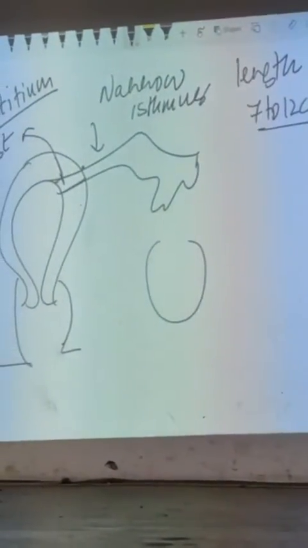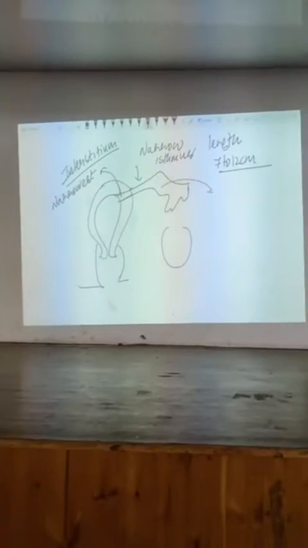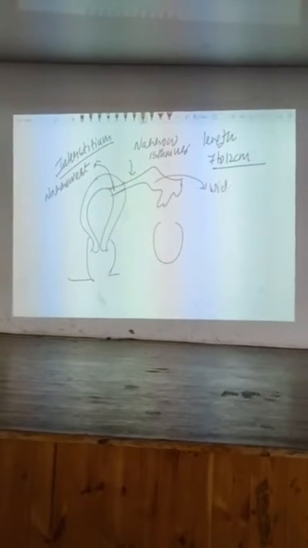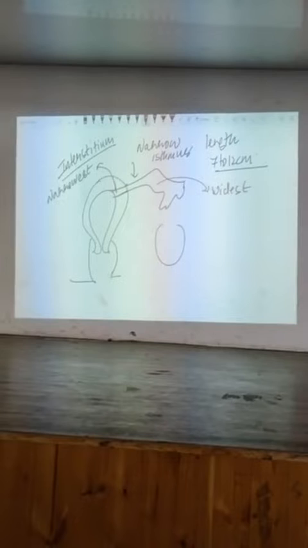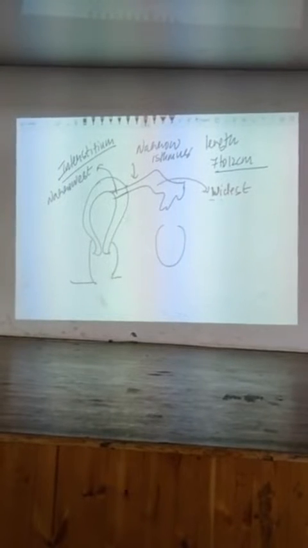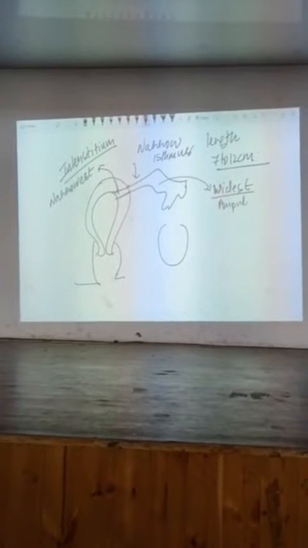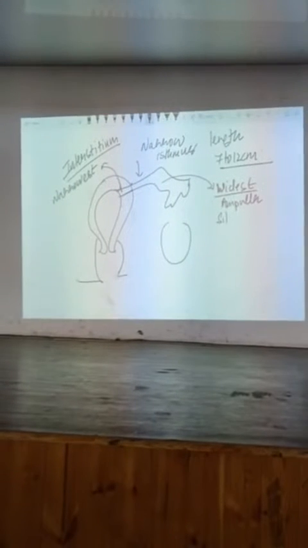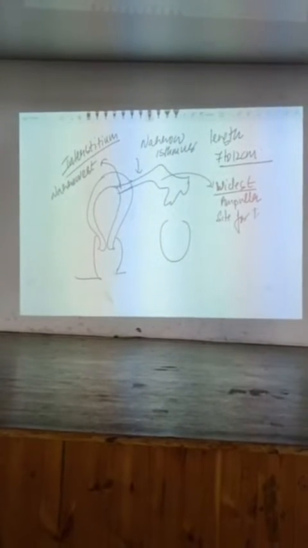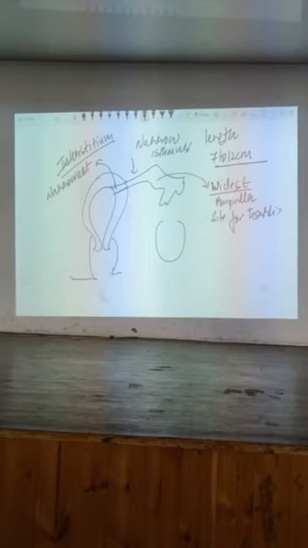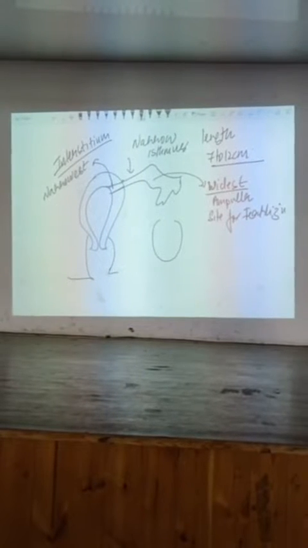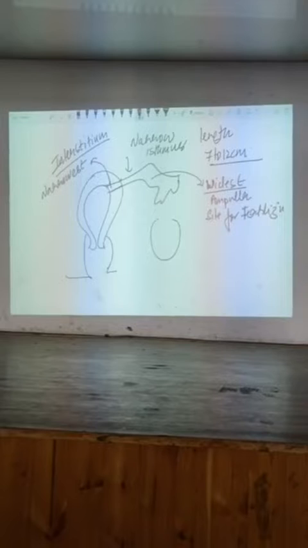What is the widest part? The widest part is the ampulla. It is the site for fertilization. Good. So short form I have written fertilization.